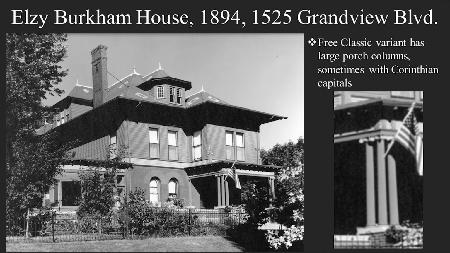The LZ Birkham House, commonly known as the English Mansion, was built in 1894 at 1525 Grandview Boulevard. This house is still standing, and this house is an example of a variation of Queen Anne. It's the free classic variant, which we've seen the spindle work, the fine columns and spindle work. The free classics very often feature larger columns and capped with Corinthian capitals. So like the European Corinthians, the Greek Corinthian capitals, that's what we see on some of these houses.